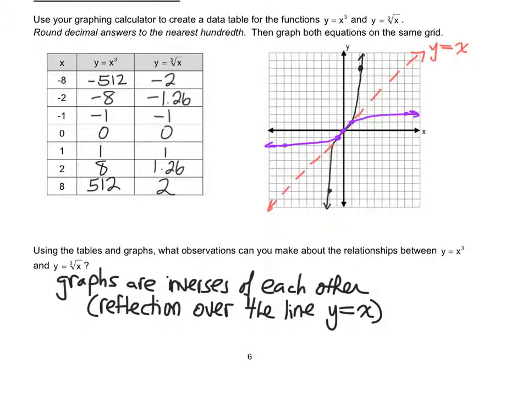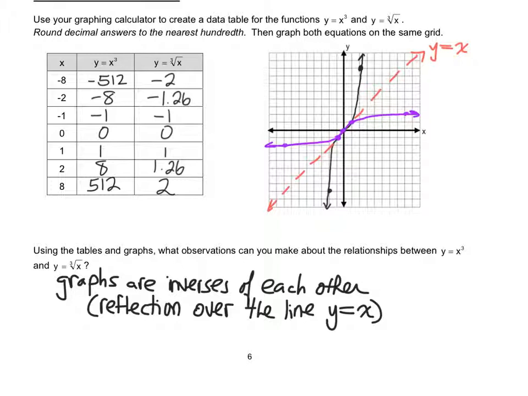There are other observations, but they all kind of go hand in hand with that one. And that is, if I take a coordinate in the y equals x cubed graph, like -2, -8, and switch the x and y values, that would give me a coordinate on the y equals the cube root of x graph. So if I take the -2, -8 and swap them, I get a coordinate that's on the other graph, -8, -2. Observations like that are consistent with the idea of being a reflection over the line y equals x. So I don't think we need to state that separately.